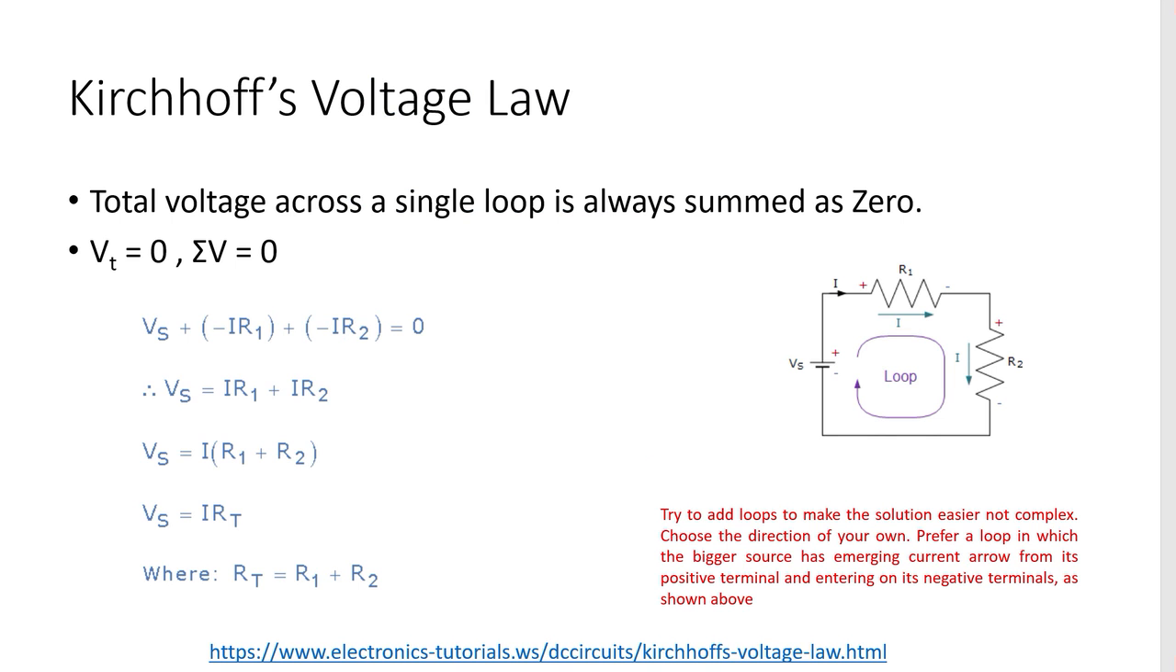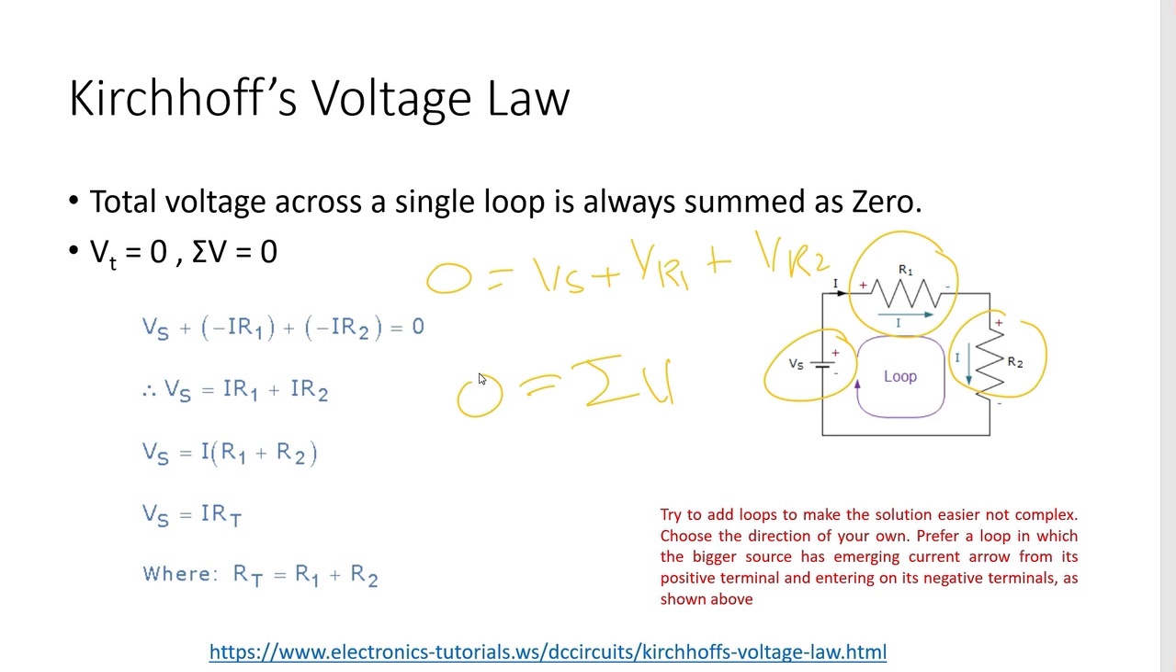Now let us examine Kirchhoff's voltage law, because we are done with the looping system. Kirchhoff's voltage law states that the voltage inside a loop sums to 0. So if we add up all the voltages in this structure, we would say that Vs plus the voltage across R1 and the voltage across R2 would be equal to 0. So the summation of voltages would be equal to 0.